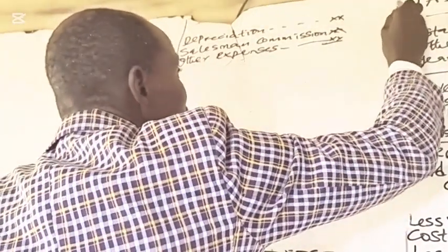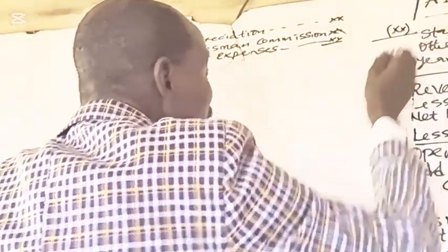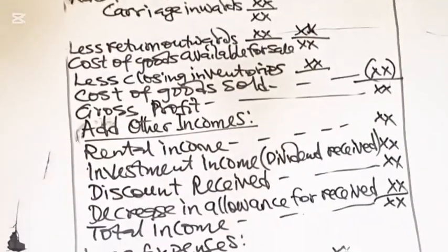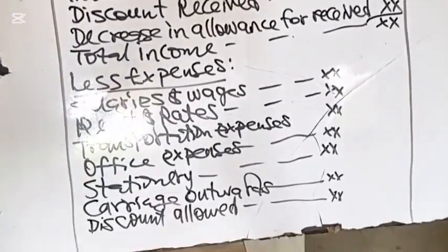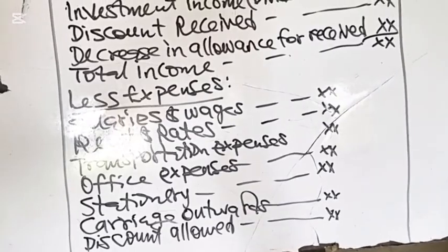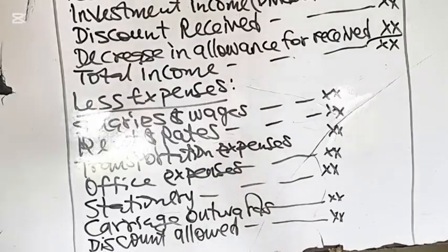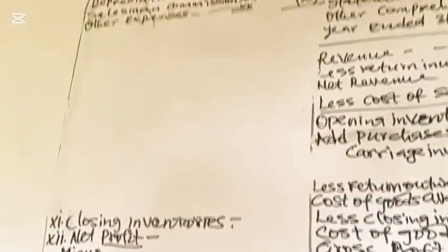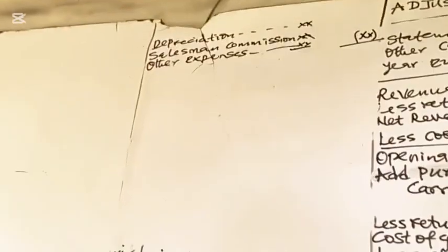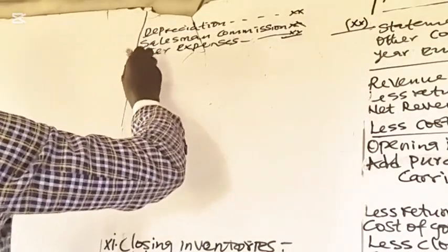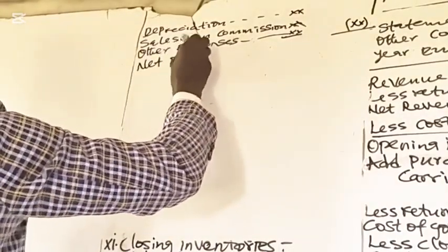When you add the expenses, you now subtract the total of all those expenses from your total income. You subtract the total expenses from the total income, then you get the net profit. So the net profit.